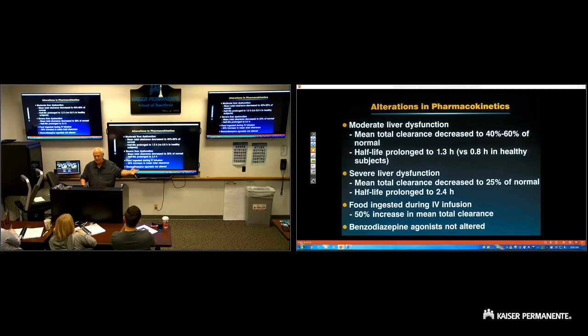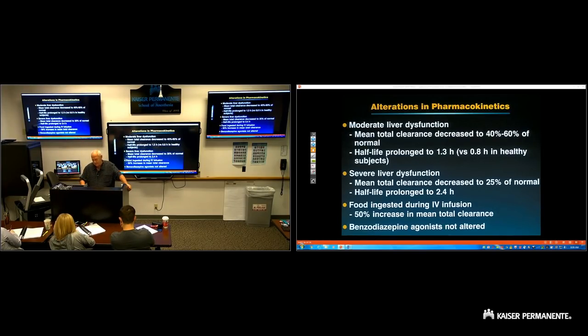So the longer it lasts, the better for the patient. So actually, this is an advantage, not a disadvantage. Right? If you're reversing somebody, the longer it lasts, the better it is, right? Severe liver dysfunction, half-life is prolonged to 2.4 hours. So it lasts even longer, and of course that's a good thing, because you're trying to reverse them.